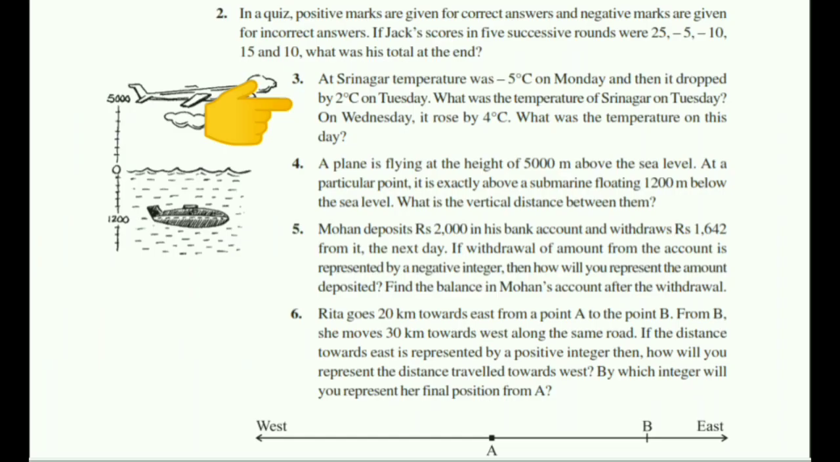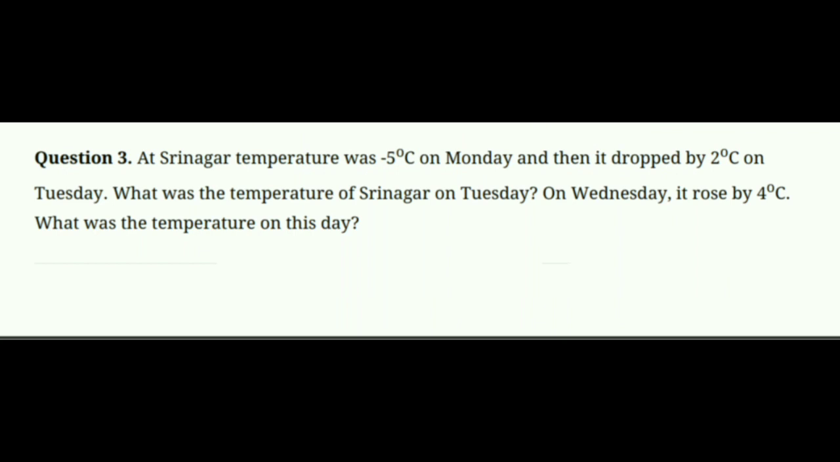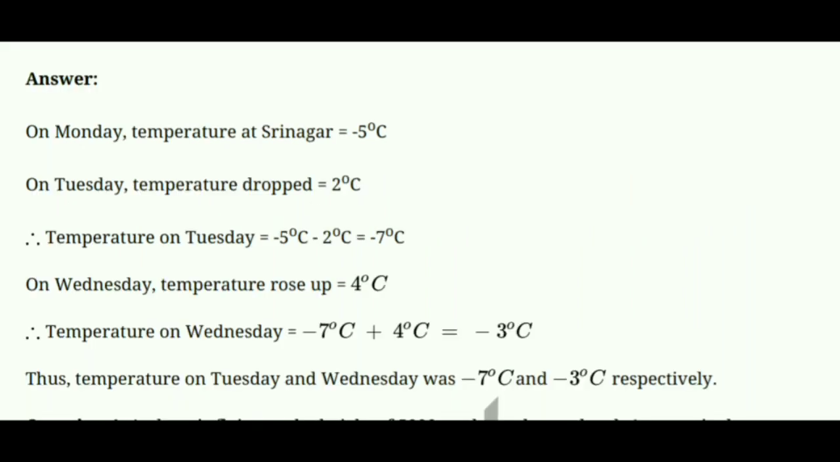Now let us see what is given in the sum number 3. The temperature of Srinagar has been given. Now over here the temperature of Srinagar was -5 degrees Celsius on Monday. Then on Tuesday it has dropped by 2 degrees Celsius. So it has come down by 2 degrees. So minus 5 minus 2 is equal to minus 7 degrees Celsius temperature on Tuesday.